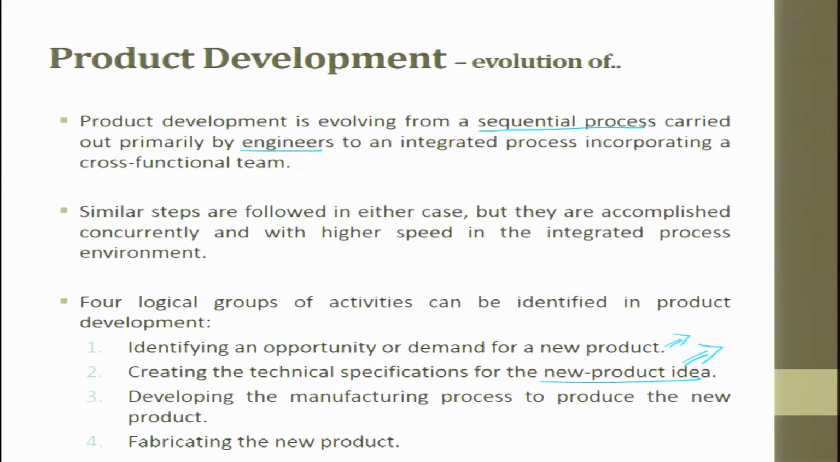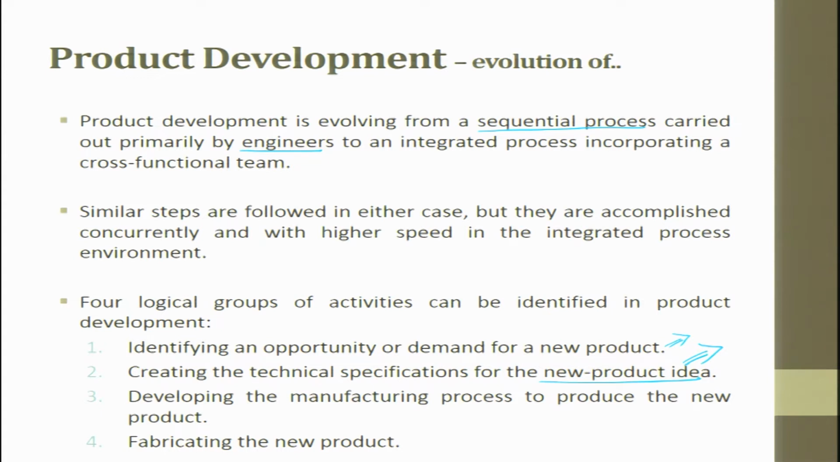Creating a technical specification for a new product idea, and developing the manufacturing process to produce the new product, this is also a challenge. There is nothing called a unique universal manufacturing process. For example, for drilling a hole, you can do it by drill, you can do it by water jet, you can do it by EDM, you can do it by laser, right. So, there are multiple processes which you can use. So, developing a manufacturing process or a sequence of processes to produce the new product.